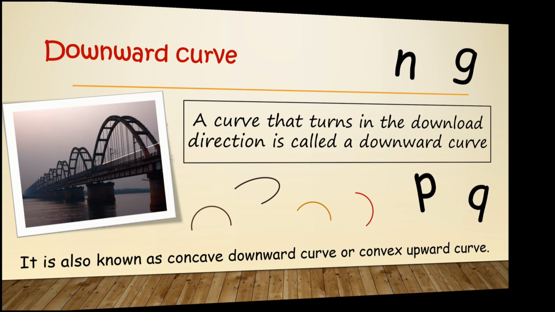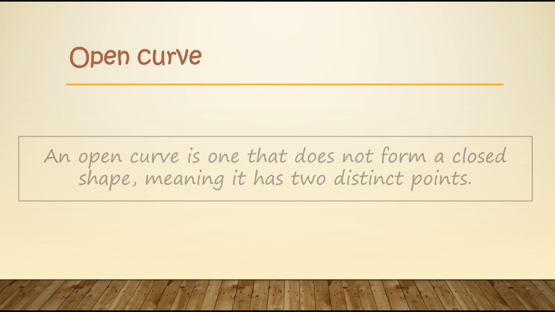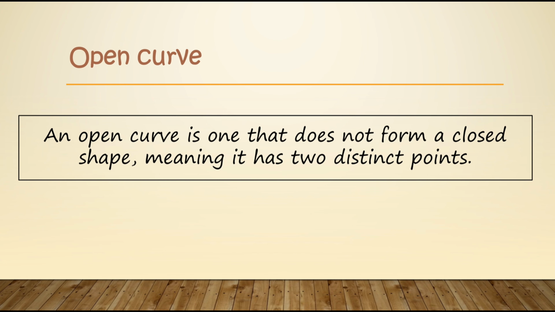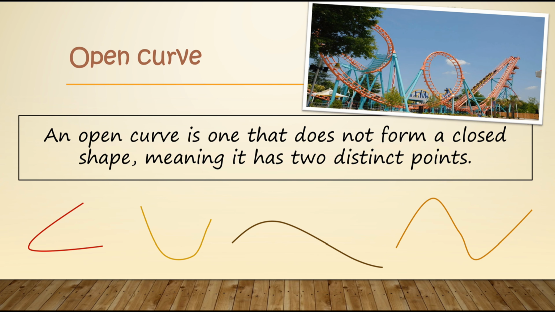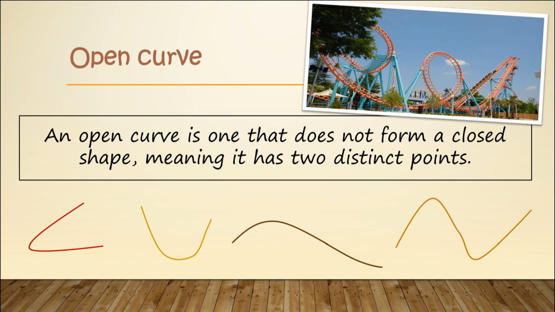What is an open curve? An open curve does not form a closed shape and it has two endpoints. If you observe the screen, you can see how an open curve is drawn in different ways. The image displayed is a roller coaster, which is an example of an open curve. Let us see the next type.